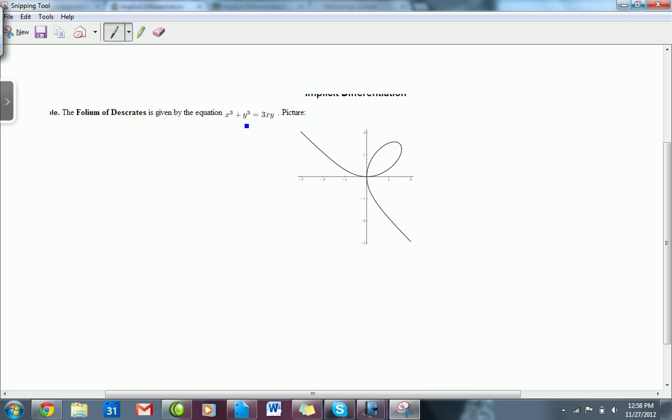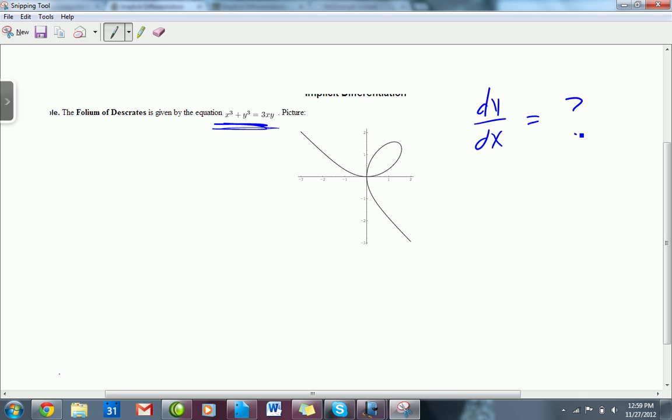So here we have an implicitly defined relation. It looks like x cubed plus y cubed equals 3xy. Note that x's and y's are together. It's not y equals some function of x. Of course, the graph here is not even a function. It fails the vertical line test. Okay? So my question for this one is, what's the derivative? What's dy/dx? What's the relation that describes the instantaneous rate of change of this folium of Descartes at any moment?